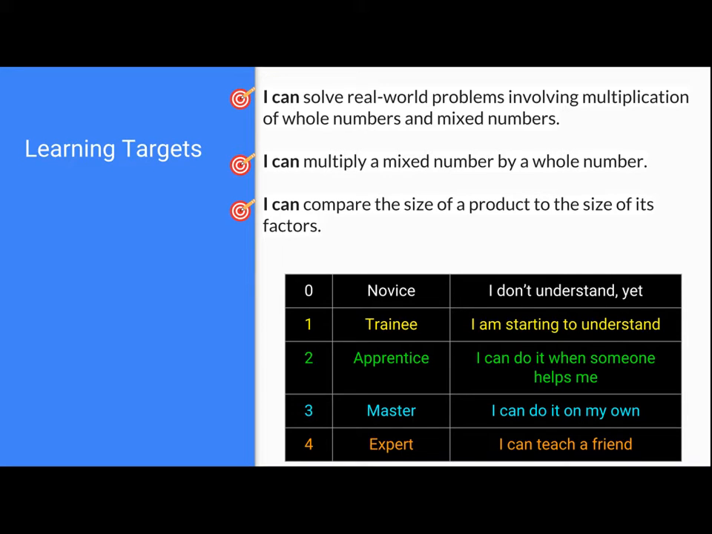Good evening, mathematicians. Tonight our learning targets are: I can solve real-world problems involving multiplication of whole numbers and mixed numbers. I can multiply a mixed number by a whole number. And I can compare the size of a product to the size of its factors.